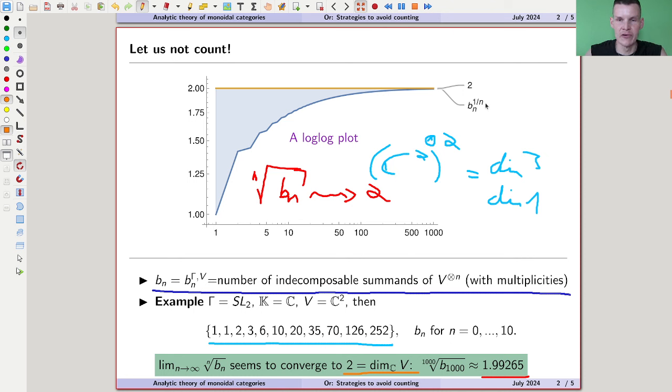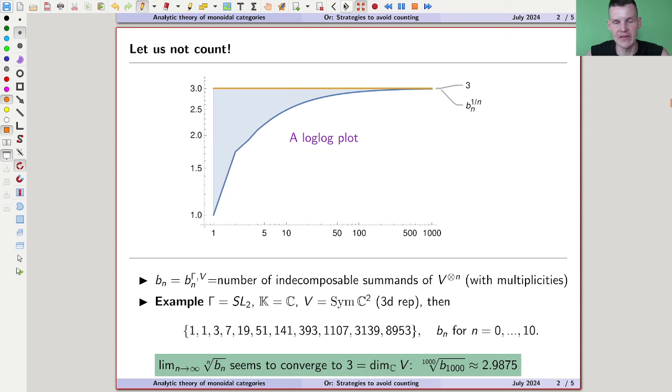So here's my nth root. And you can literally see that it converges to 2. It does. Yeah? So this is the thing of the nth root. Fine. Maybe you keep on going. Maybe you try the 3-dimensional representation of SL2 just on the symmetric space. Maybe do the same. Decompose, same problem, right?